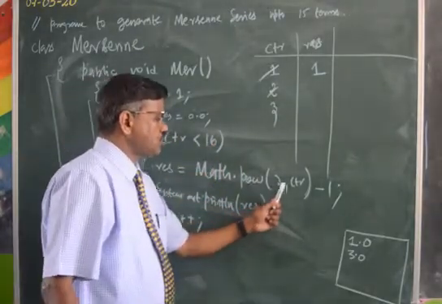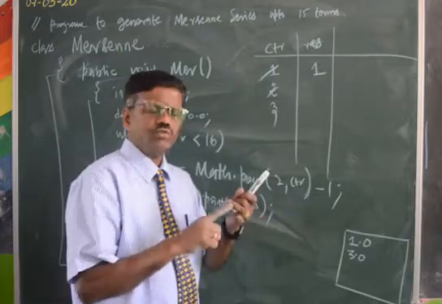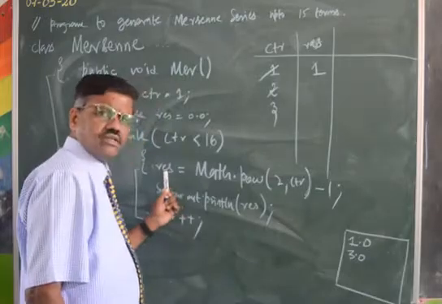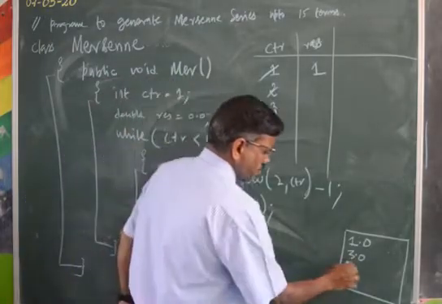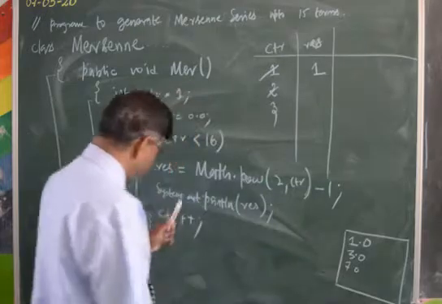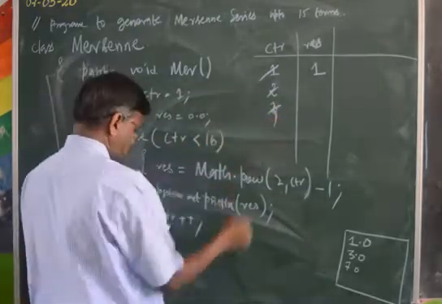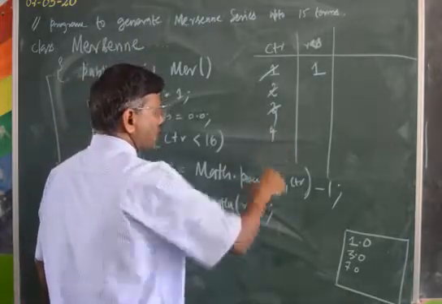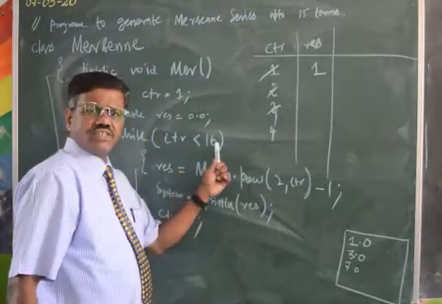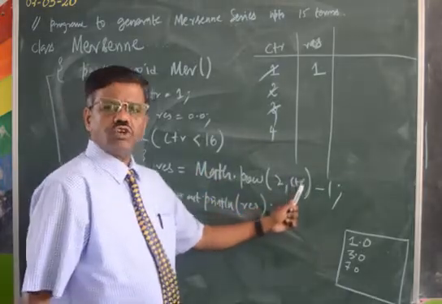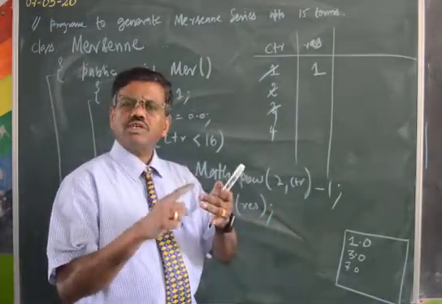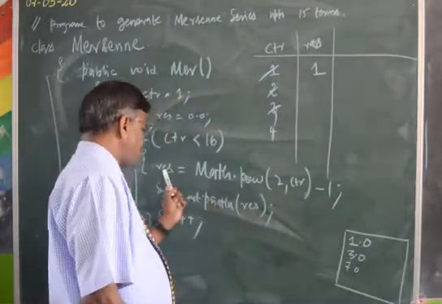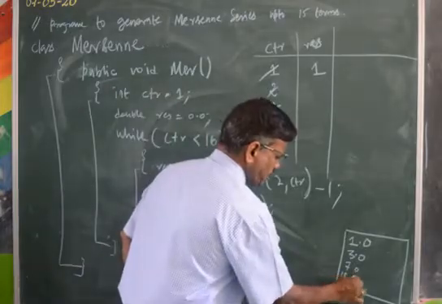It goes here. Is 3 less than 16? Yes. So 2 to the power of 3 would be how much? 8. 2 2s are 4, 4 2s are 8. 8 minus 1 will be 7. 7 gets stored in result. That is displayed, 7.0. It comes down. The counter value becomes CTR plus plus, it increases by 1. 3 becomes 4. Is 4 less than 16? Yes. 2 to the power of 4 is how much? 2 2s are 4, 4 2s are 8, 8 2s are 16. 16 minus 1 is 15, which will be stored in result. We display that 15. Is this clear, boys and girls?